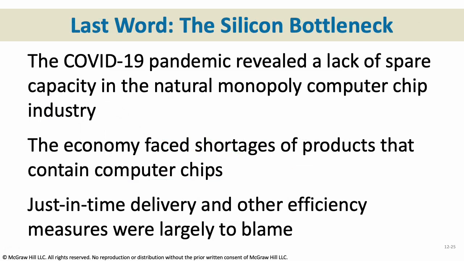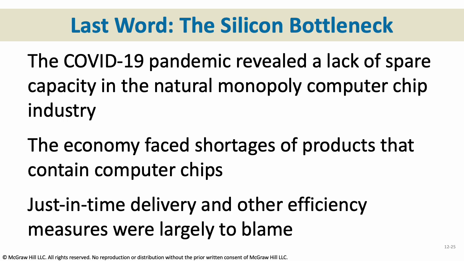So the pandemic, and this is something I've talked about extensively if you've ever taken macro with me, the pandemic showed a lack of capacity in the monopoly computer chip industry. Very, very few companies make computer chips. You could argue it's a natural monopoly, and when the pandemic happened and all the shutdowns, we wound up with a huge chip shortage. And pretty much all products now use computer chips, and the economy faced shortages of these products that contain these chips.